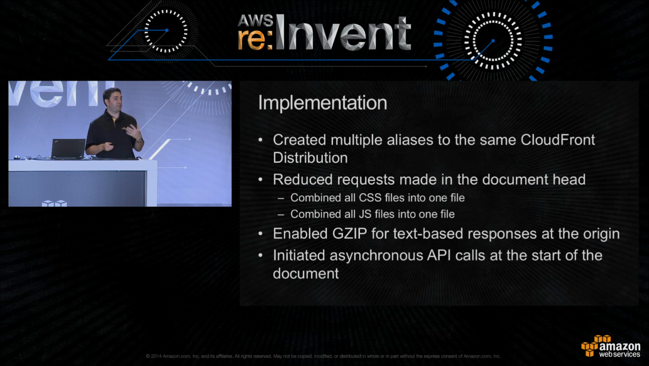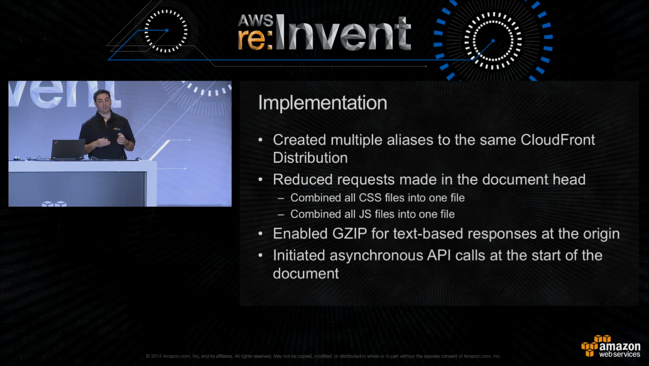Next, reduce the number of objects in the head requests, because just like the main page, the rest of the body objects can't start loading until the head is done loading. So anything we can do to accelerate that is a big benefit. We did that by combining all the CSS into one file and all the JavaScript into one file, and only making two requests in the head. That's something anybody can do. There's usually not a big blocker to that.